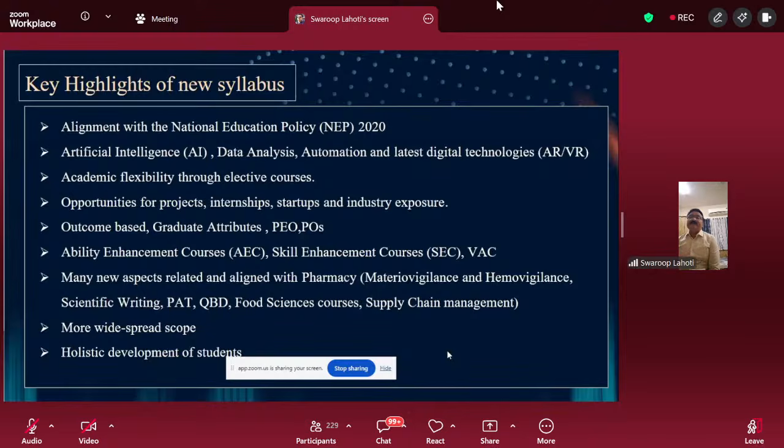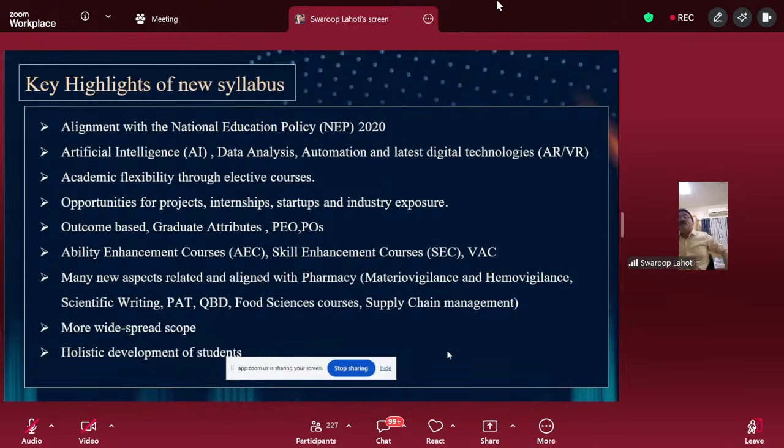That means not only the theoretical but also the practical and research aspects are integrated with this particular syllabus. Two internships are made mandatory, because only theoretical aspects are not sufficient. In engineering and even in medicine, internships are necessary. But in pharmacy, only a 4-week internship was there, and now 2 internship programs are mandatory. Also there is exposure to startups and industry in this new syllabus.